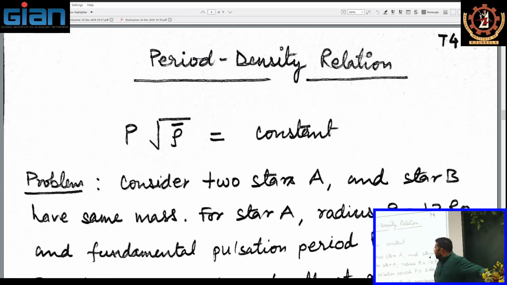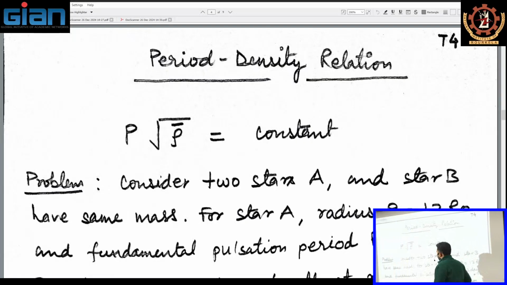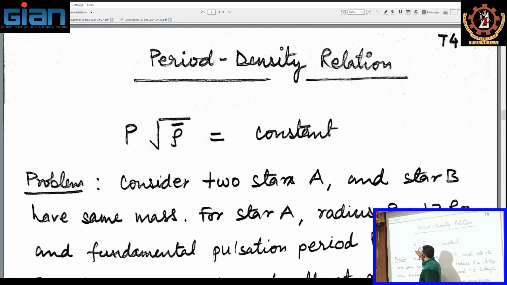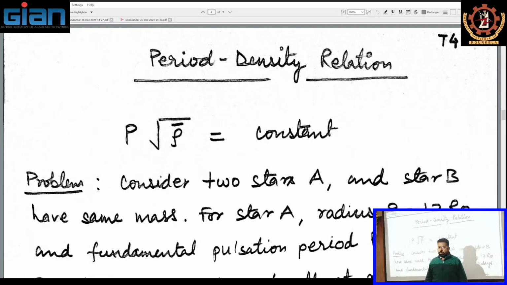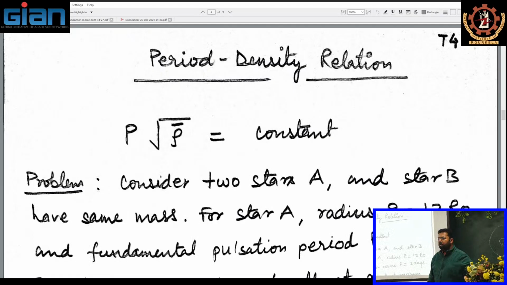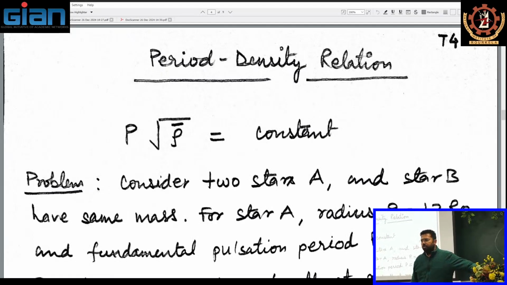Now, if you have this relation where P is representing the period, and under root rho bar is representing the mean density, this period is related to the fundamental period. If you take the multiplication of this fundamental period with the mean density of the star, that quantity is going to be a constant.